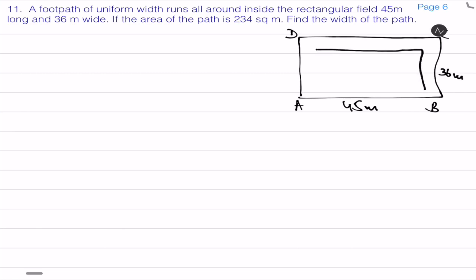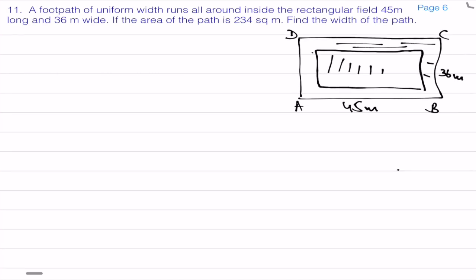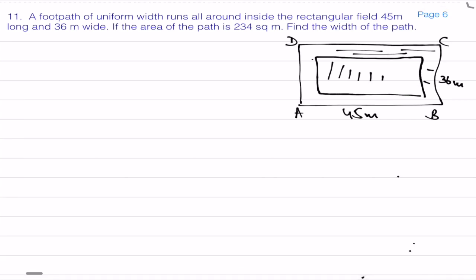The inside portion is a park, whose length and width we don't know, but they have given the area of this path. This path is 234 square meter. We have to find out the width of the path. It is of uniform width, so let the width of the path be x meter. All this width is x meter.